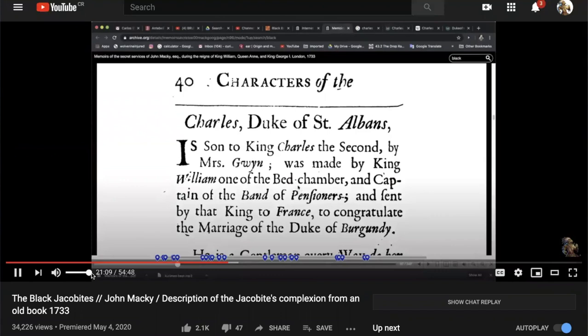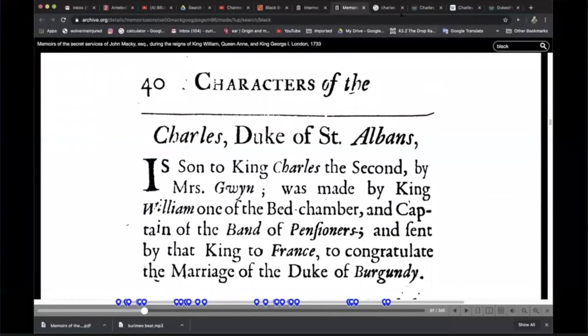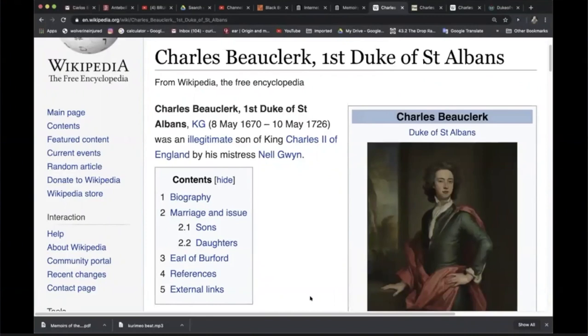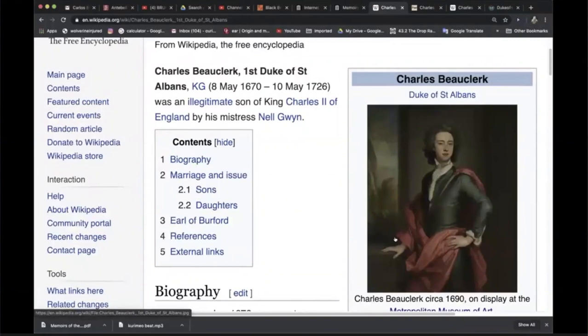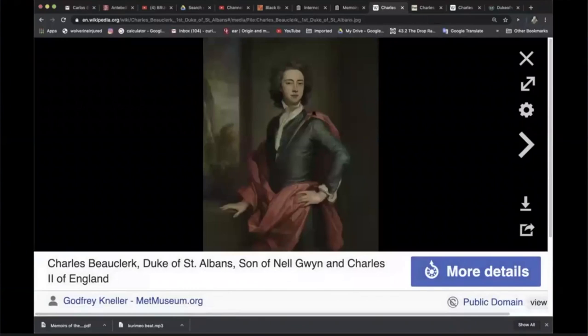Next person we're going to look at is Charles, Duke of St. Albans. All right? Who is also the son of King Charles II by Miss Gwyn. So we're going to take a look at him against Wikipedia. You know, they're just putting what is actually mainstream. This is actually what they teach, put in textbooks, college textbooks, school textbooks. This is Charles Beauclerc, first Duke of St. Albans, an illegitimate son of King Charles II of England. We're talking about the same person here. This is the picture they got for him in Wikipedia.